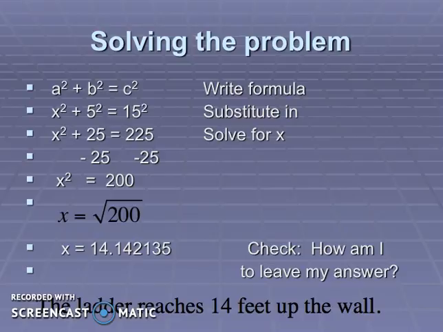Square those numbers. 15 squared is 225, 5 squared is 25. Then we're going to subtract 25 from both sides so that we're left with X squared equaling 200. Then to find the value of X, we need to square root both sides so that X will equal the square root of 200, which turns out to be 14.142135. Now, this is where you need to really check and see how you're going to leave your answer.